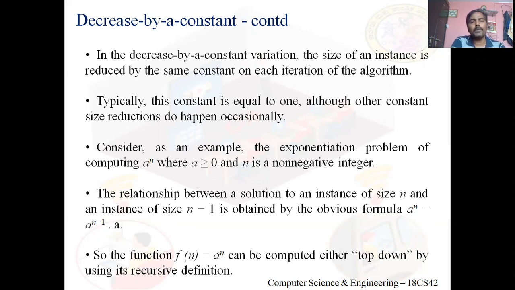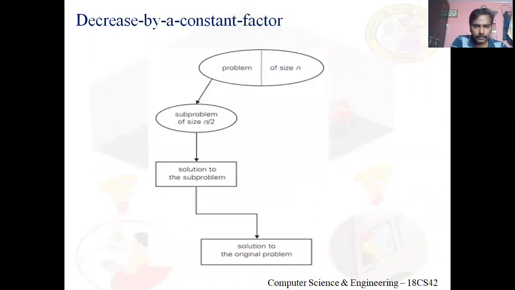So the question next is, I should compute a power n minus 1. To compute a power n minus 1, what can I compute? Let me compute a power n minus 2. For that, let me multiply a. Clear? So similarly, to compute a power n minus 2, let me compute a power n minus 3. For that, let me multiply a. Got it? So this is an example for decrease by constant.